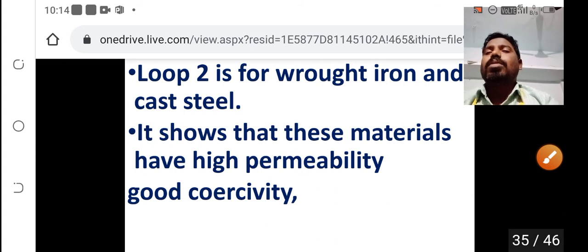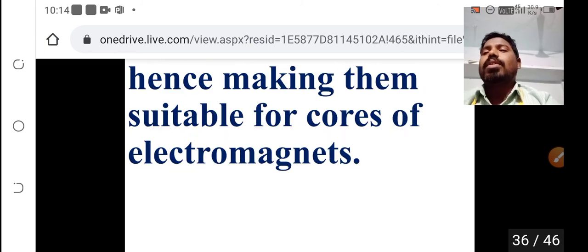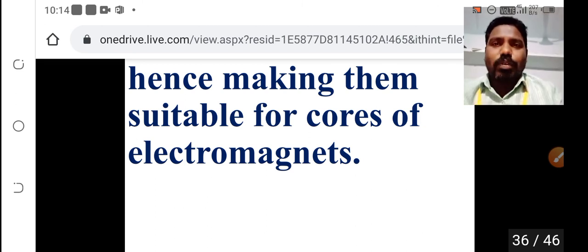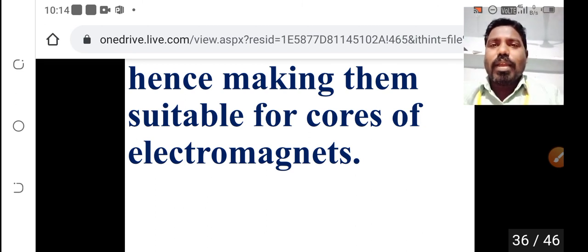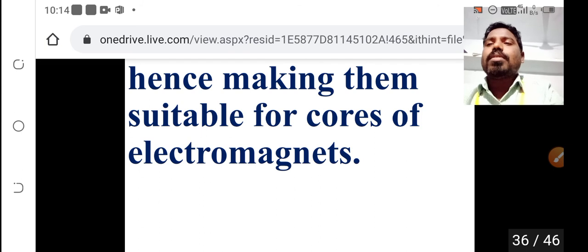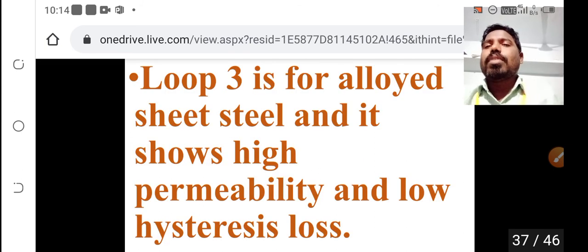Coming to loop 2, it is about wrought iron and cast steel. It shows that these materials have high permeability and good coercivity, so they can be useful for electromagnets. Moderate loss.